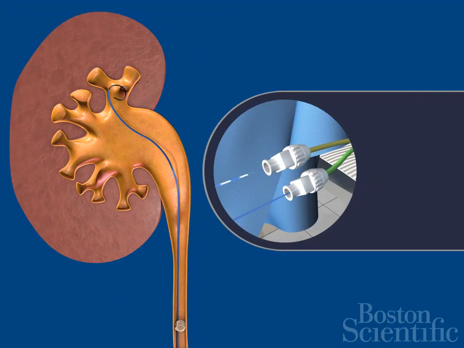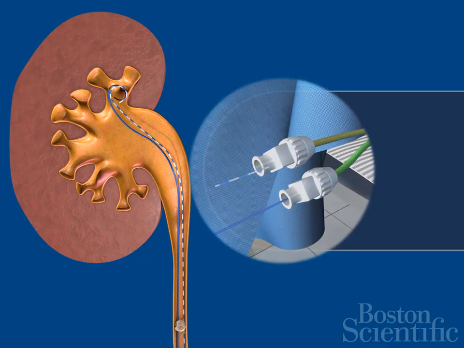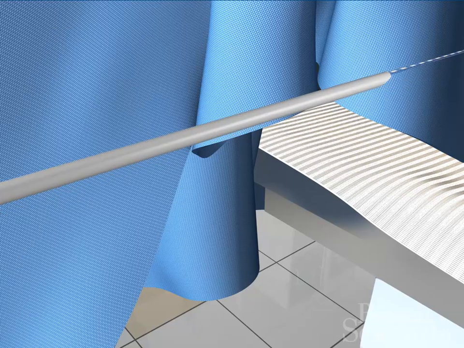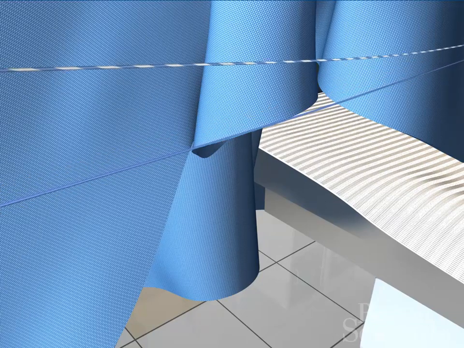Backload the safety wire into the open lumen. A safety wire is sometimes used to ensure access is maintained even if one of the wires should become damaged or fall out. Remove the dual lumen catheter. Leave the working wire and safety wires in place.